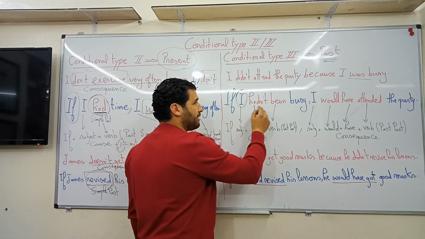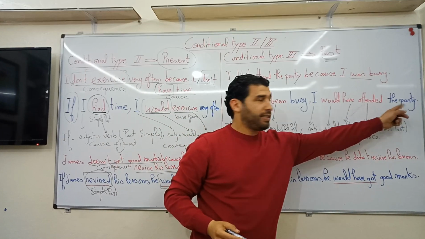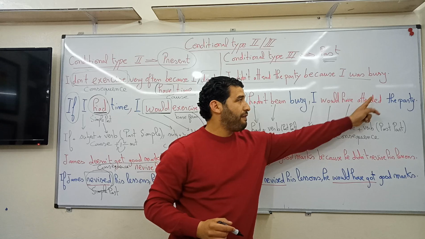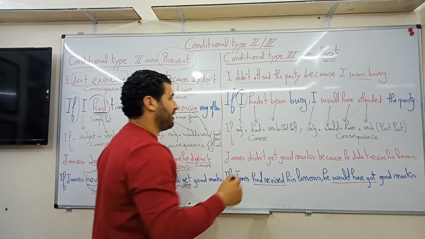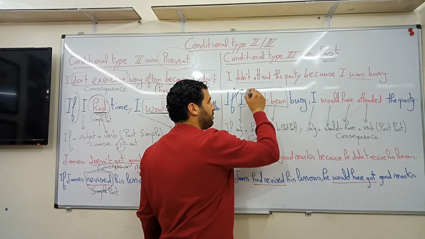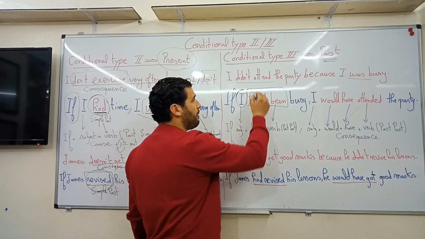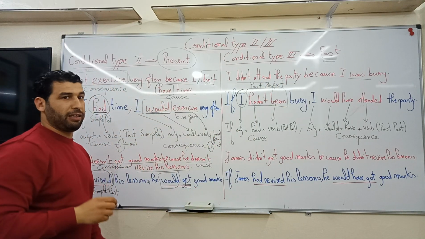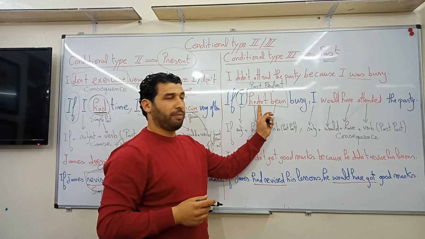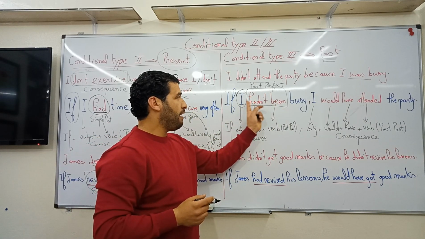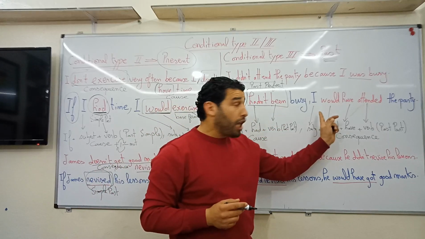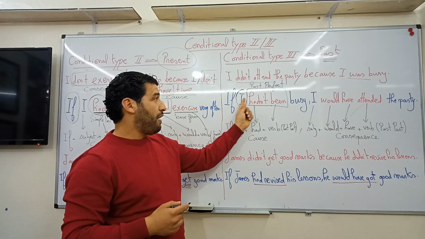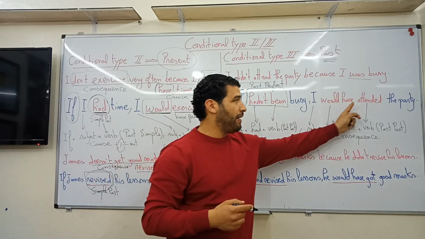Now, let's see how we change it to conditional type 3. So, if I hadn't been busy, I would have attended the party. If I hadn't, what's this? If I hadn't, this is what we call past perfect, right? Do you still remember that? I've explained this in one of my videos. Past perfect, the form is had plus verb in past participle. So, if I hadn't been busy, I would have attended the party. I repeat again. If I hadn't been busy, I would have attended the party.